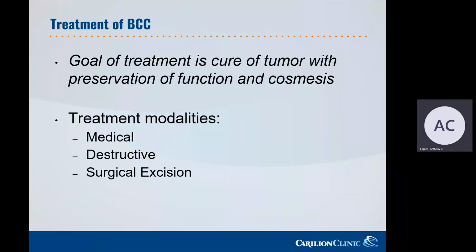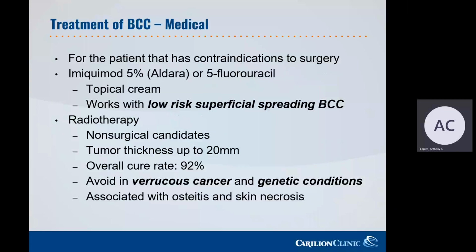So with any type of reconstruction, we want to get a cure of tumor. That means clear margins and preserve function and cosmesis. Some of these can be treated medically and not with surgical excision. There's also some destructive pathways, and then finally surgical excision. That's what I typically offer most of my patients as we are hand surgeons.